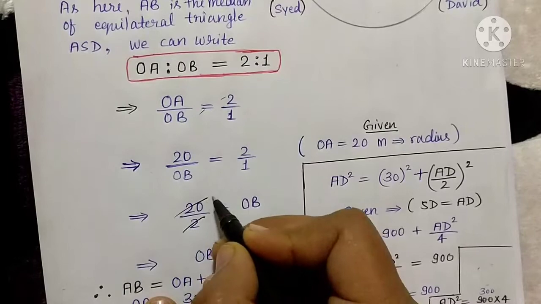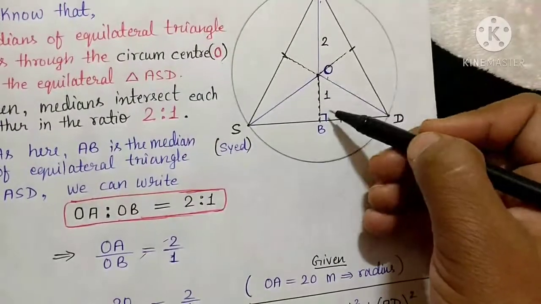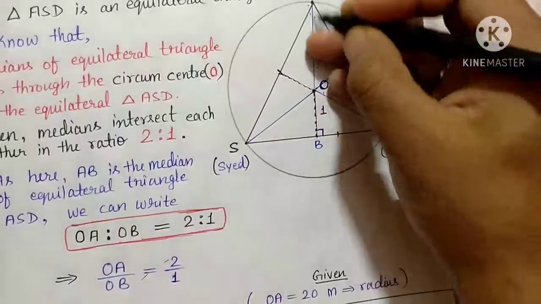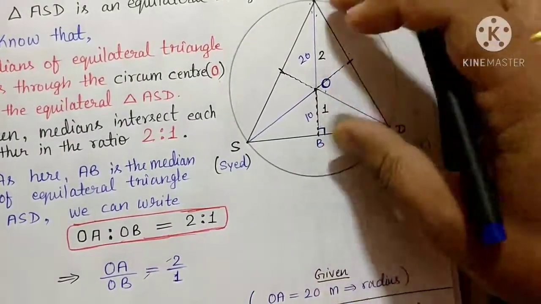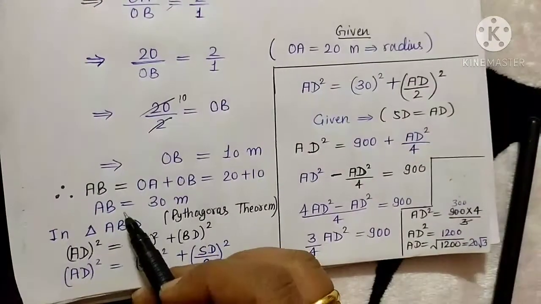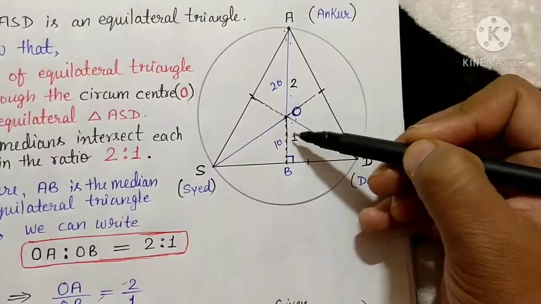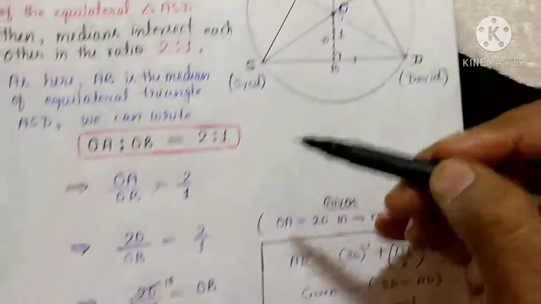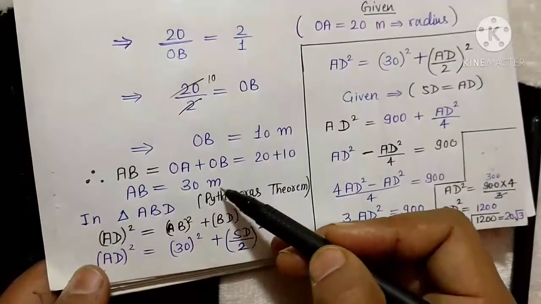So 2 tens are 20. So OB equals how much? 10 meter. And OA is already given, 20. Now we found OB, 10. So AB is how much? 20 plus 10, 30. So we can say AB equals OA plus OB. OA is 20 meter and OB is 10, just we have found out. So AB equals OA plus OB equals 20 plus 10, that is 30 meter.